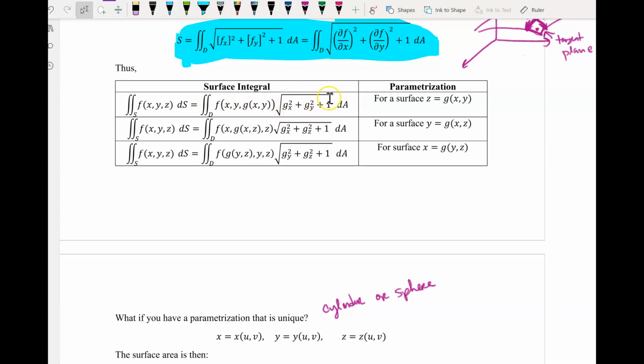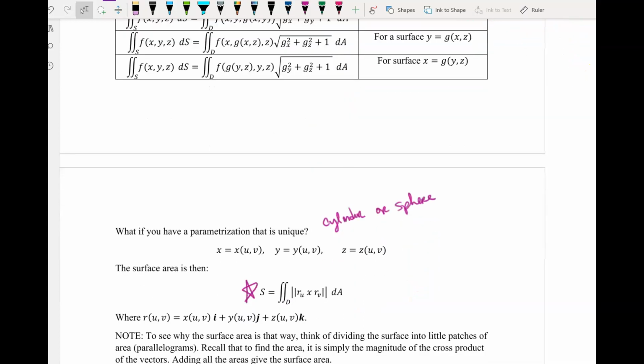So I'm going to go ahead and just grab this first formula. You can see that z is equal to a function of x and y, so it's better to use this one. And that's why I let z equal. If you did y equals, then you would use this formula. If you let x equal, then you would use this formula. So I'm going to use the first formula.